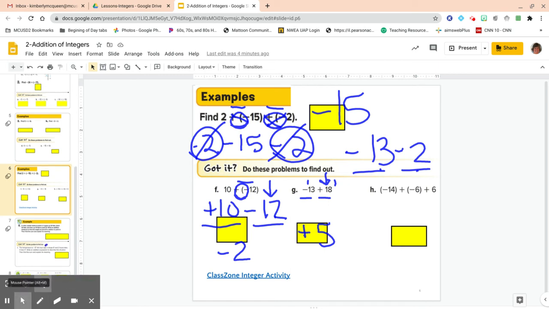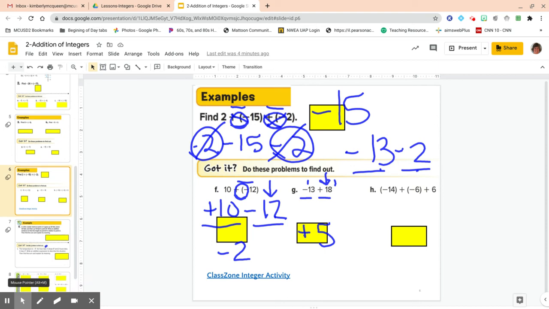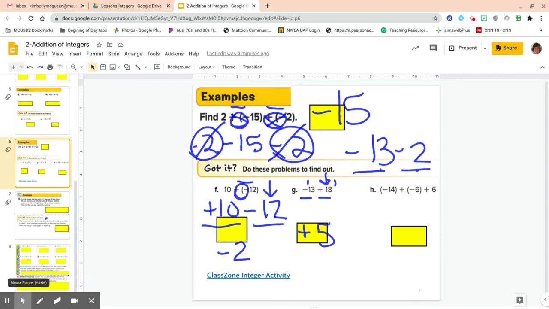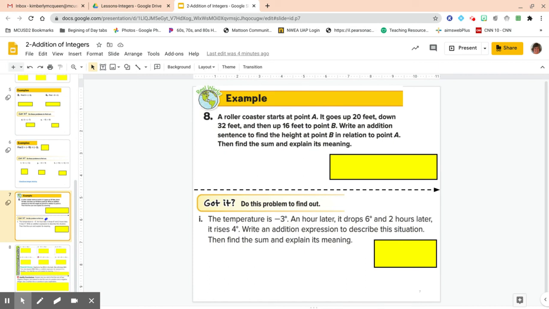Remember, if at any time we are going too fast on this for you, you are free to stop this video and go back and replay it. That's the cool thing about having all of your lesson on a video. All right, once again, we have 2 yellow boxes, and we're talking some word problems, trying to figure out what is going on. So a roller coaster starts at point A, and then it goes up 20 feet.